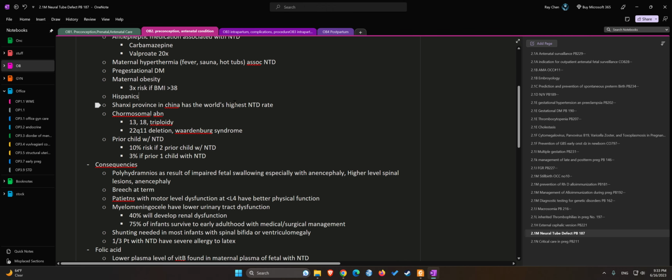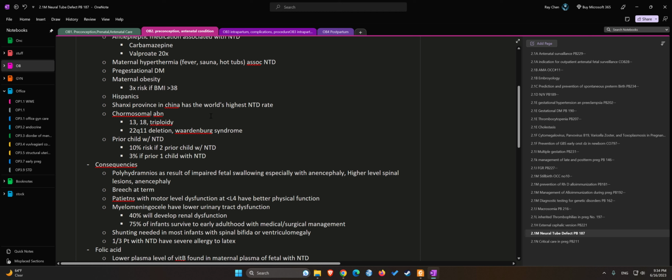Hispanics, and people from Shanxi province in China, which has the world's highest NTD rate. Chromosomal abnormalities: 13, 18, triploidy, 22q11 deletion, Waardenburg syndrome. Prior child with NTD: 10% risk if 2 prior children with NTD, 3% risk if 1 prior child with NTD.